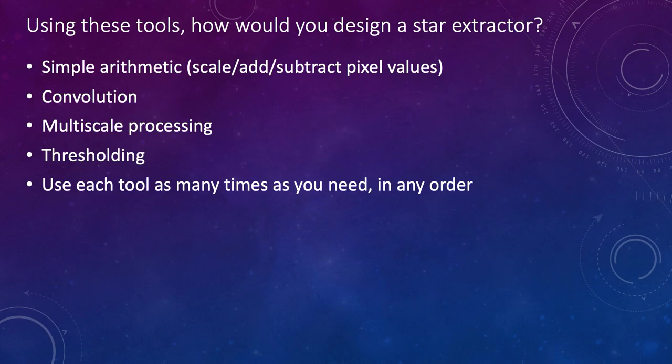But before we dive into how we actually construct that network, let's just think through, if we had just those tools, how would we build that algorithm manually? We've got simple arithmetic, pixel math, we've got convolution, multi-scale processing, thresholding, and let's say we can use each tool as many times as we need and in any order. How would we go about building an algorithm that detects or removes stars?